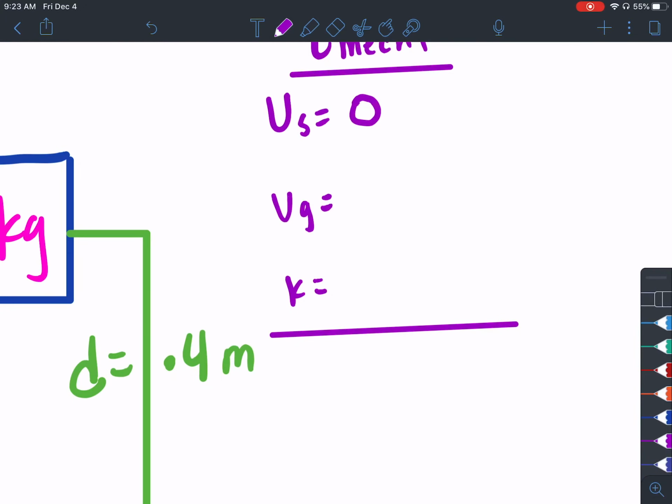So my gravitational is going to be m2gd, and then the distance, it's going down. So this distance is 0.4 meters, so I'm actually going to give that a negative d, because it is going down the 0.4 meters. Our kinetic energy then is 1/2 m.